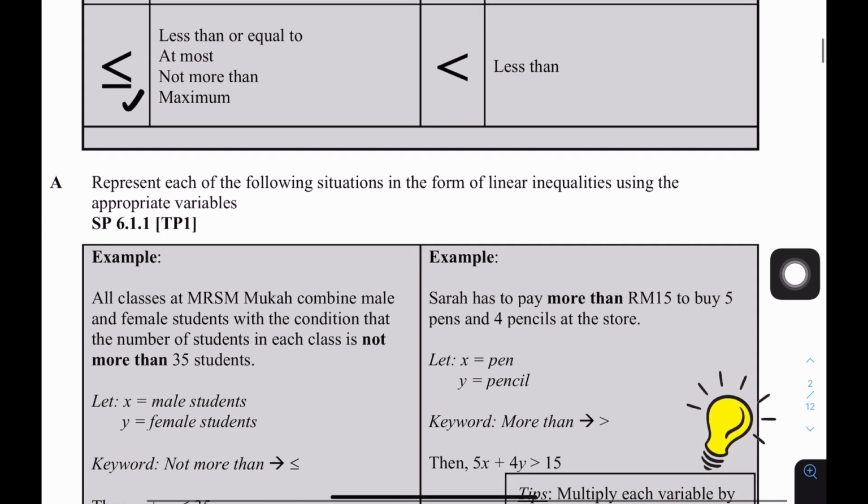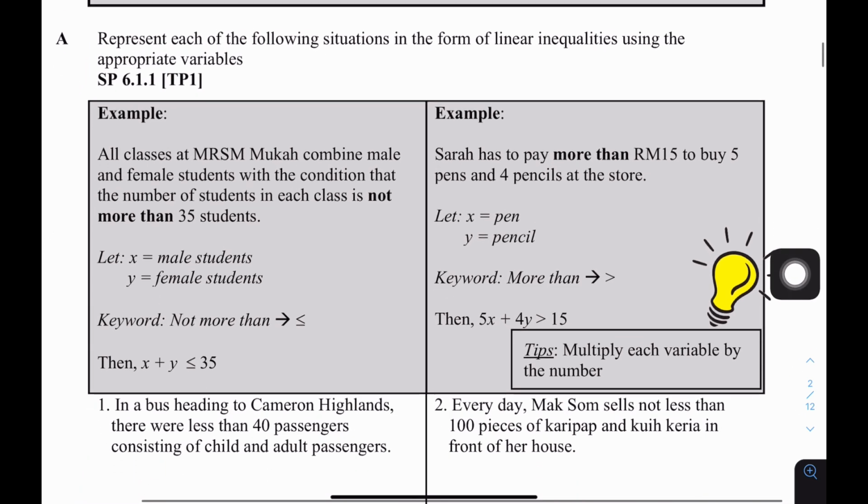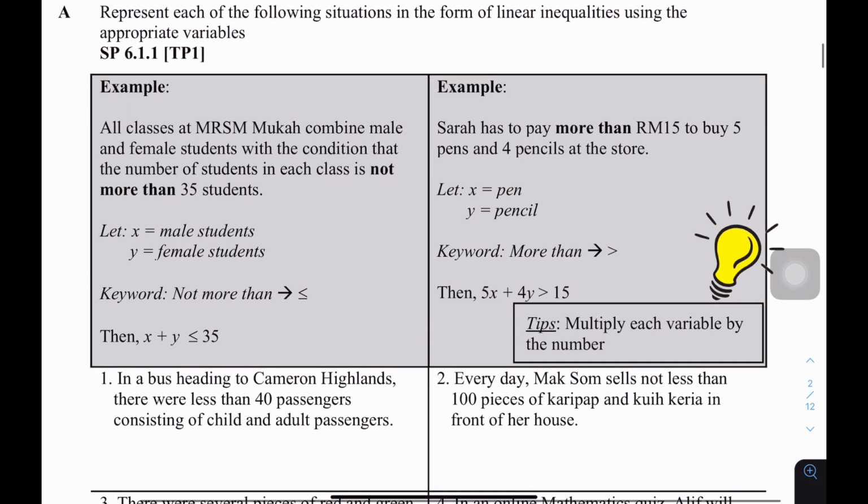So let's look at the first part. Represent each of the following situations in the form of linear inequalities using the appropriate variables. So for example, all classes at MRSM combine male and female students with the condition that the number of students in each class is not more than 35 students.